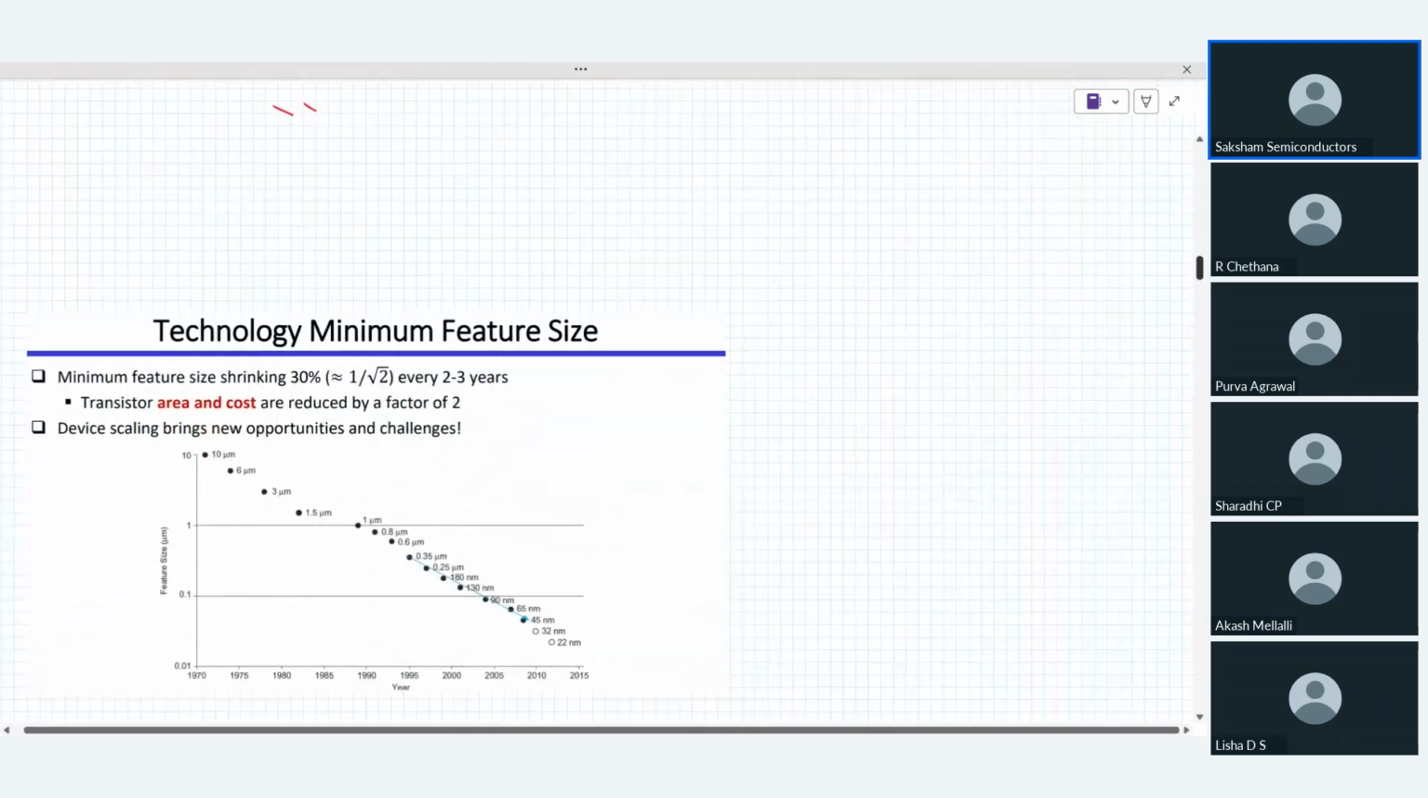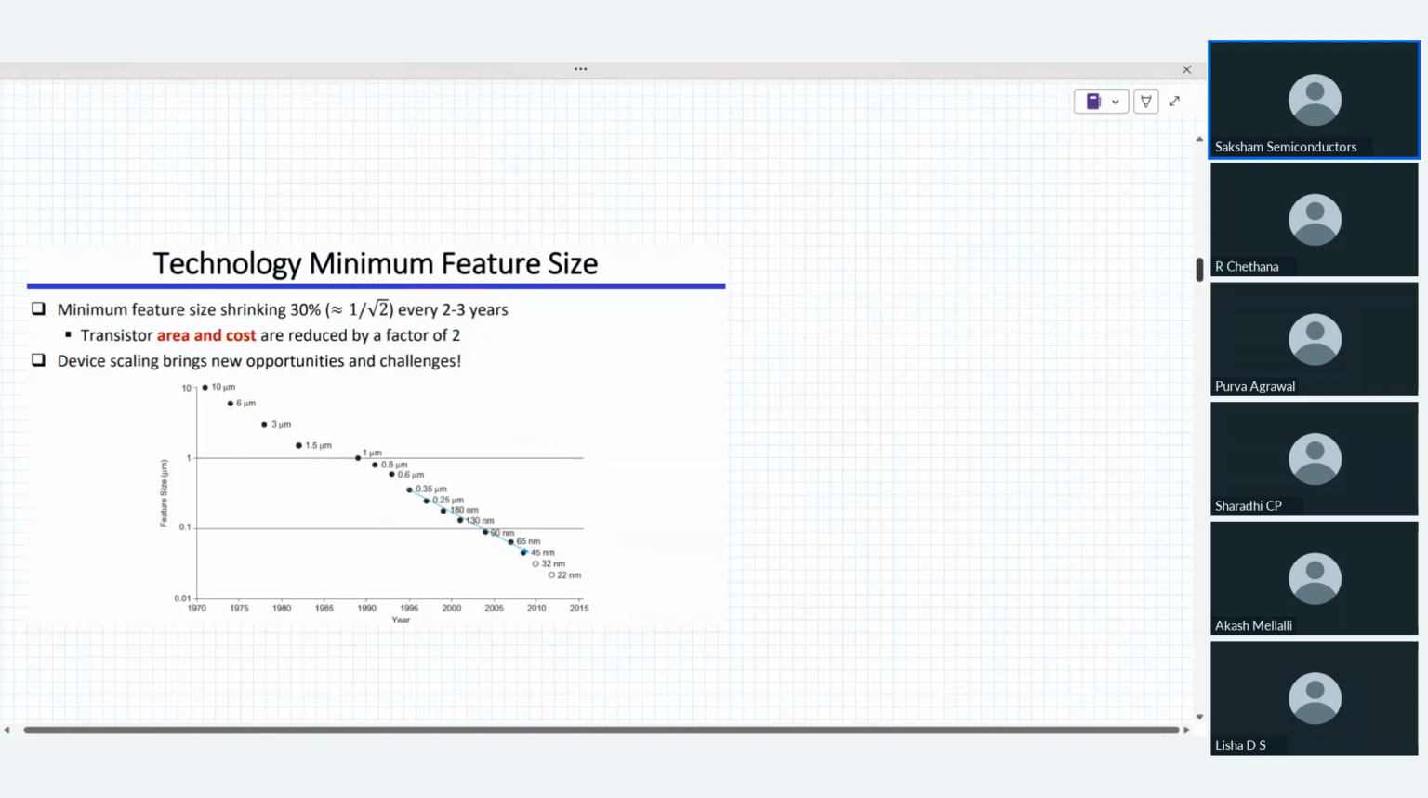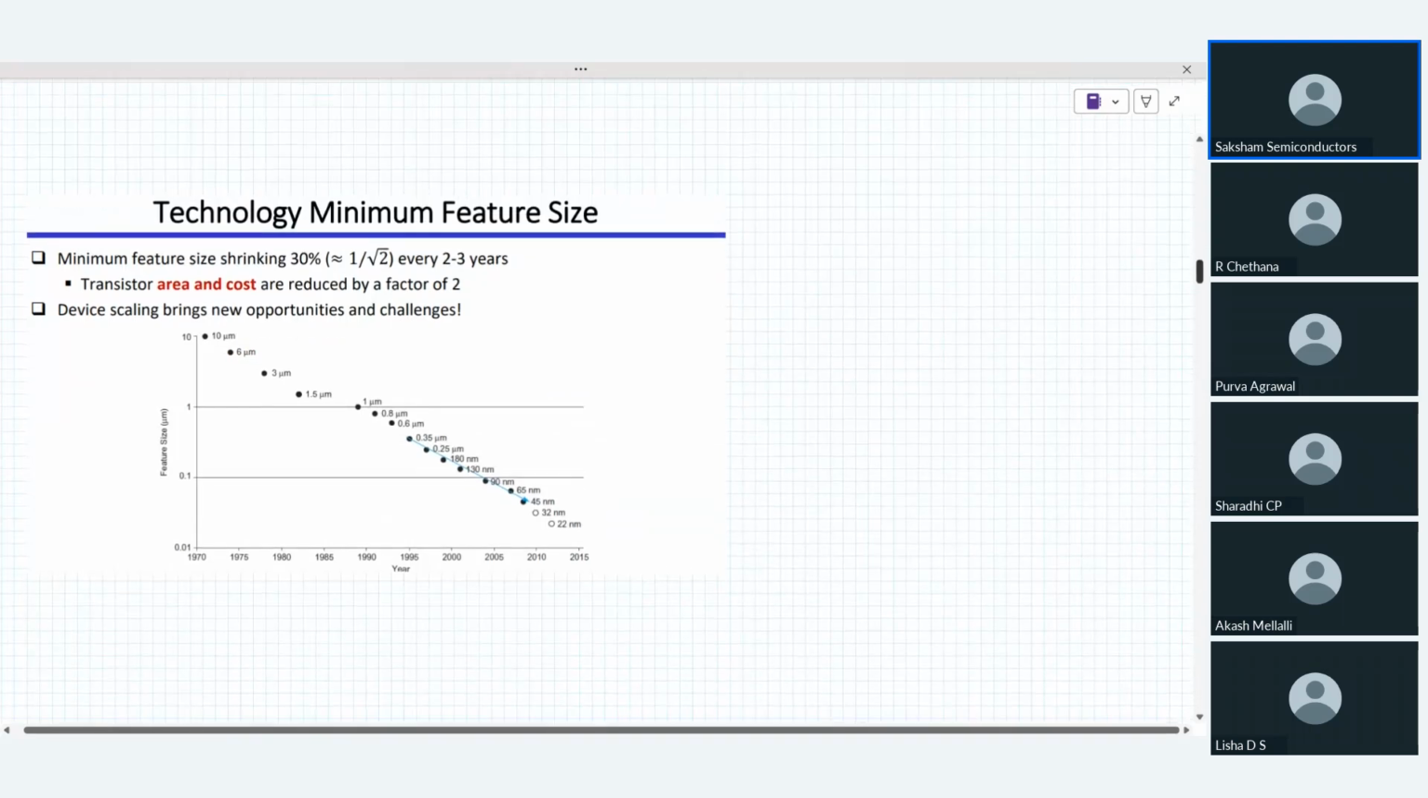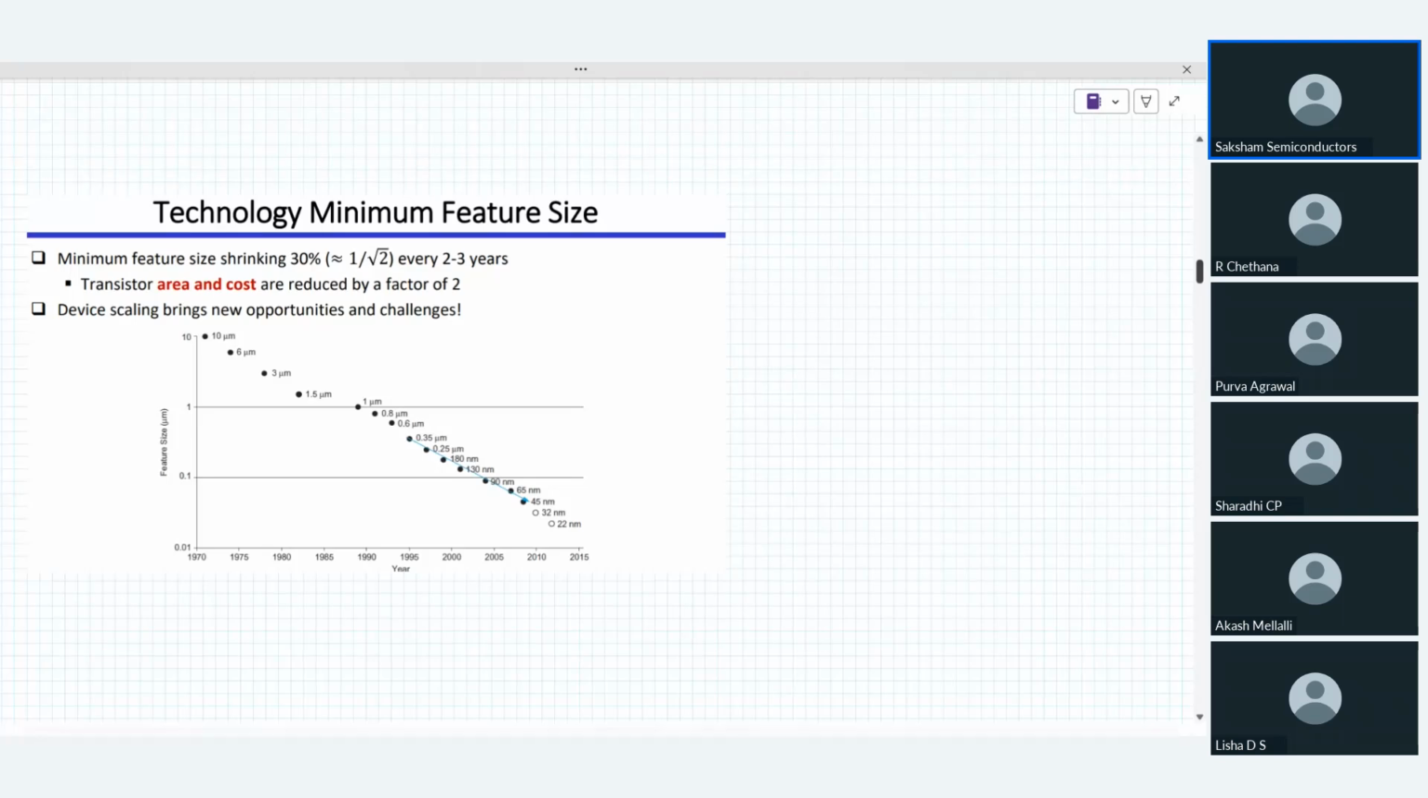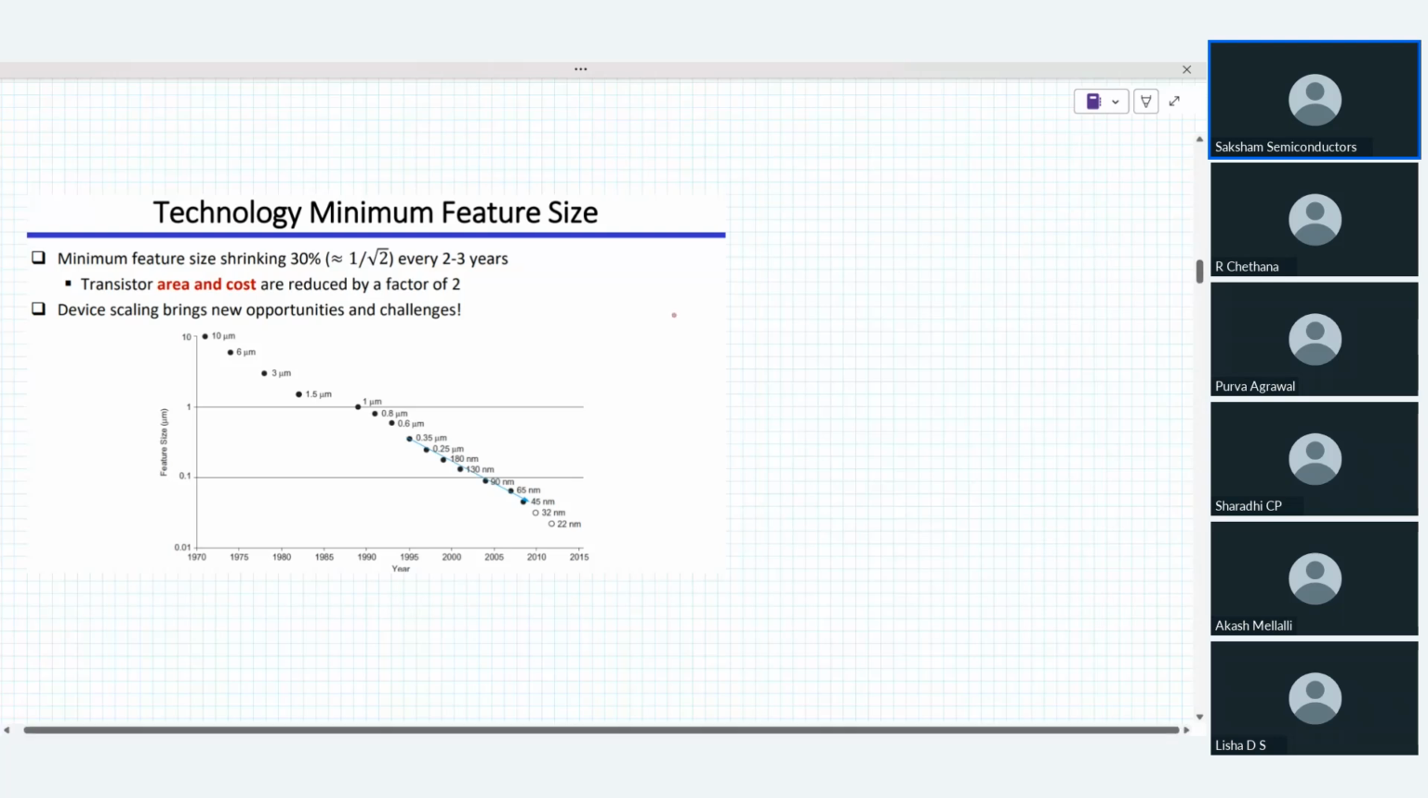Now, like I was talking, the scaling of MOSFET, or the MOSFET sizes, are getting reduced. Now, how do you define the MOSFET size? Like here, they have mentioned something called feature size. If you see over here, right, the minimum feature size is shrinking 30%, or approximately 1 by root 2.